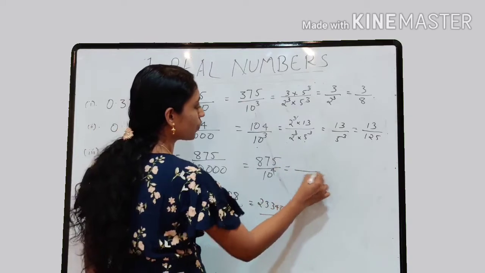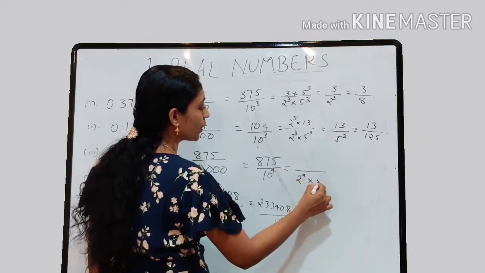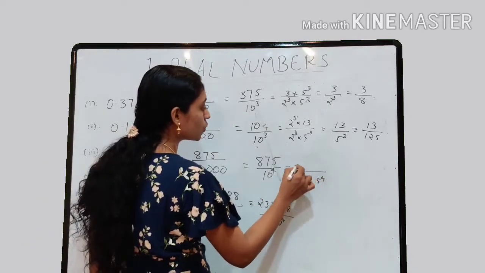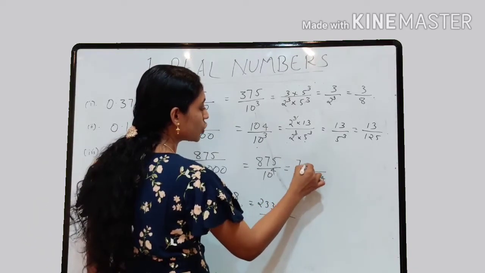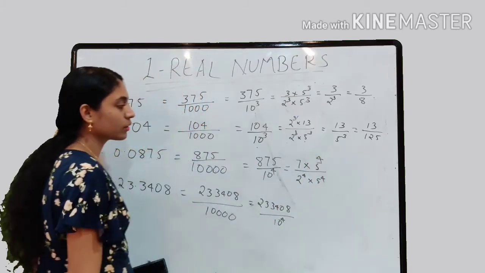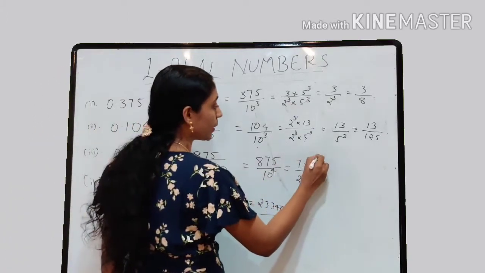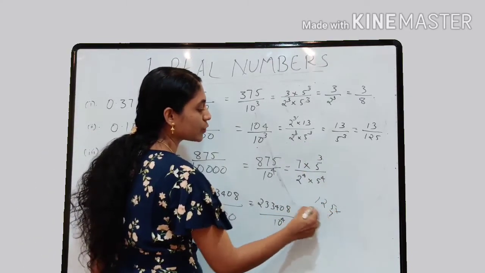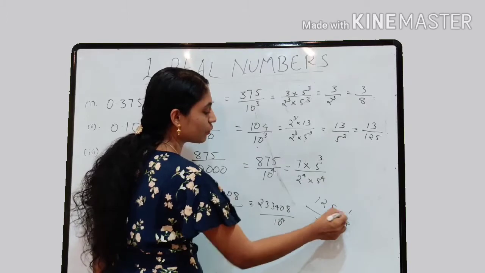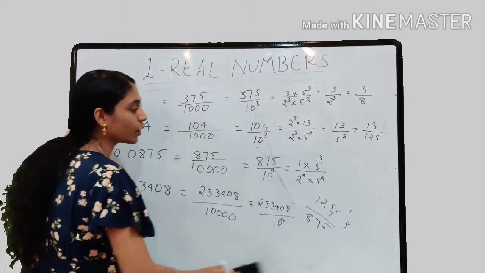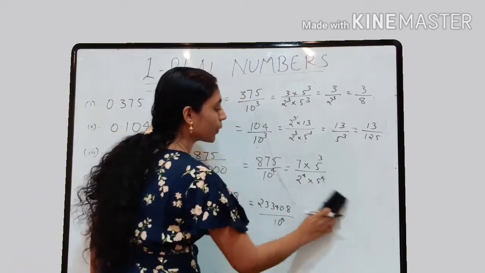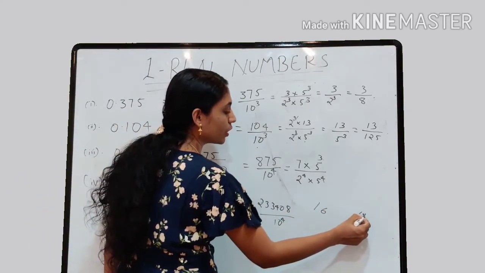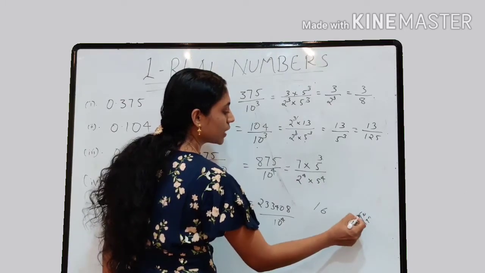Now what about the next one? 875 by 10 raised to 4, which can be written as 2 raised to 4 into 5 raised to 4 in the denominator, right? And here it is 7 into 5 raised to, not 5 raised to 4, it is 5 cube. We can check it, because 5 cube is 125. And what is 125 into 7? 875. And what about 2 raised to 4 into 5 raised to 4? 2 raised to 4 is 16, right? And what about 5 raised to 4? 125 into 5, 625, right?